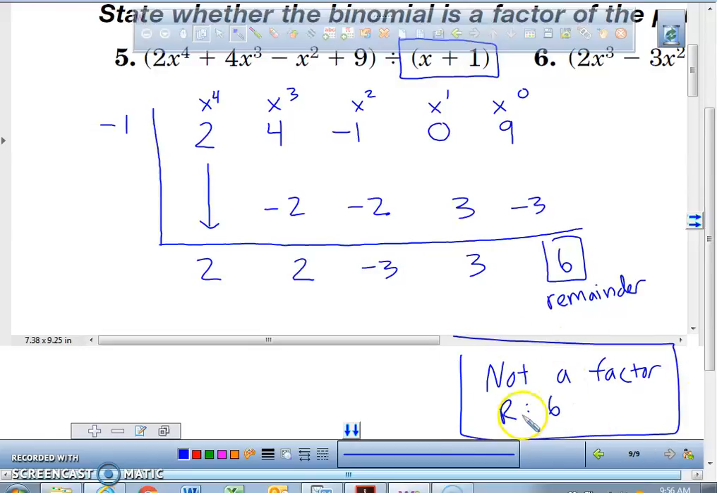I will be testing not just on whether it's a factor or not, but whether you got the correct remainder. Okay? Now, if the remainder is 0, then it is a factor. If the remainder is not 0, then it's not a factor.